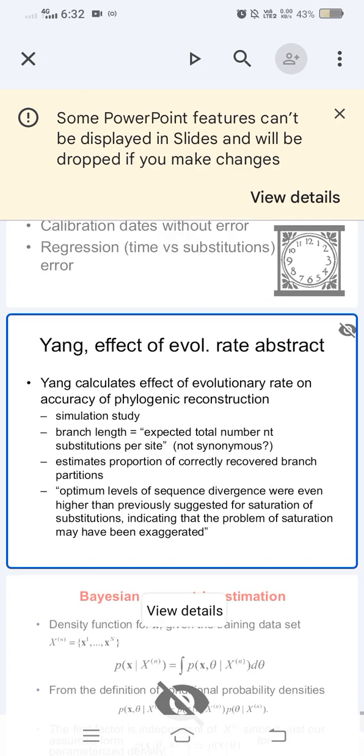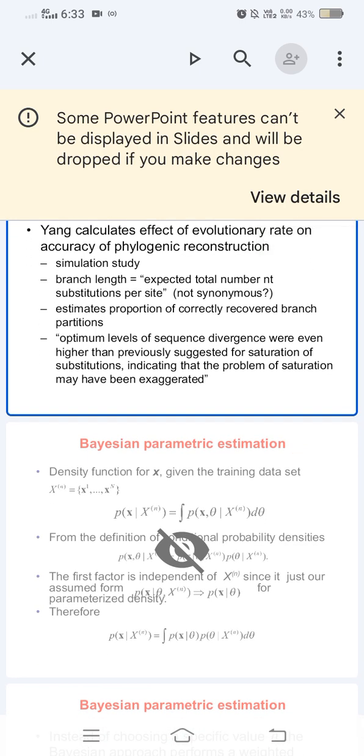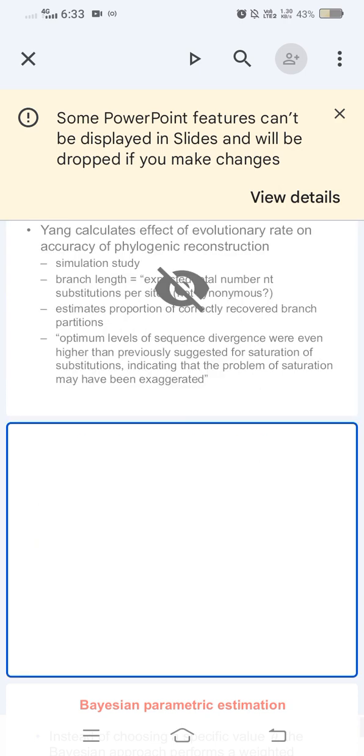Yang, effect of evolutionary rate, abstract. Yang calculates the effect of evolutionary rate on accuracy of phylogenetic reconstruction. Simulation study: branch length, expected total number of substitutions per site, non-synonymous; estimates the proportion of correct recovered branch partitions. Optimum levels of sequence divergence were even higher than previously suggested for saturation of substitutions, indicating that the problem of saturation may have been exaggerated.